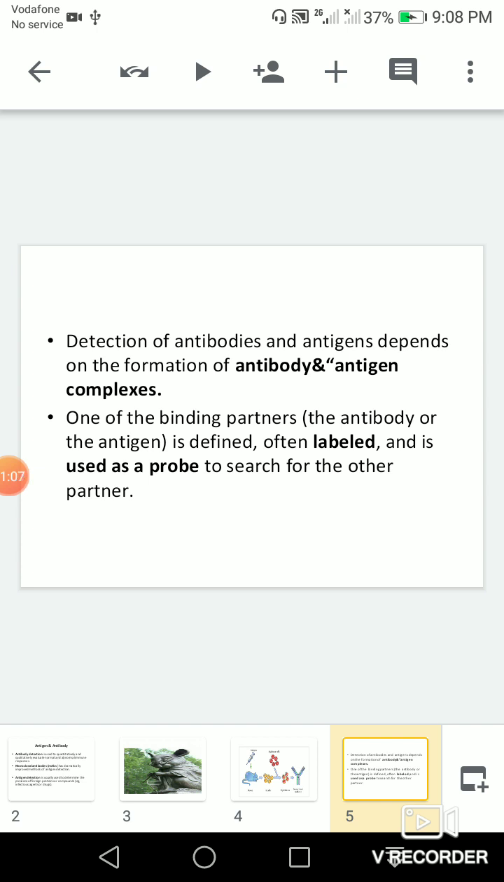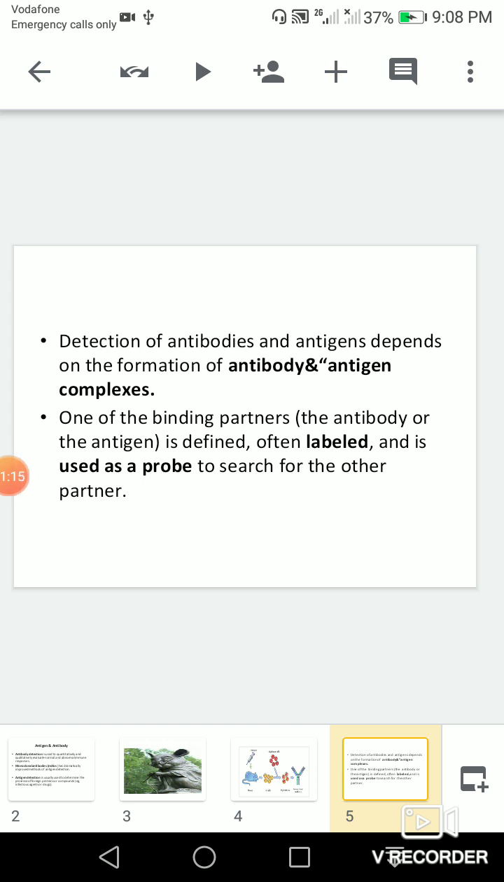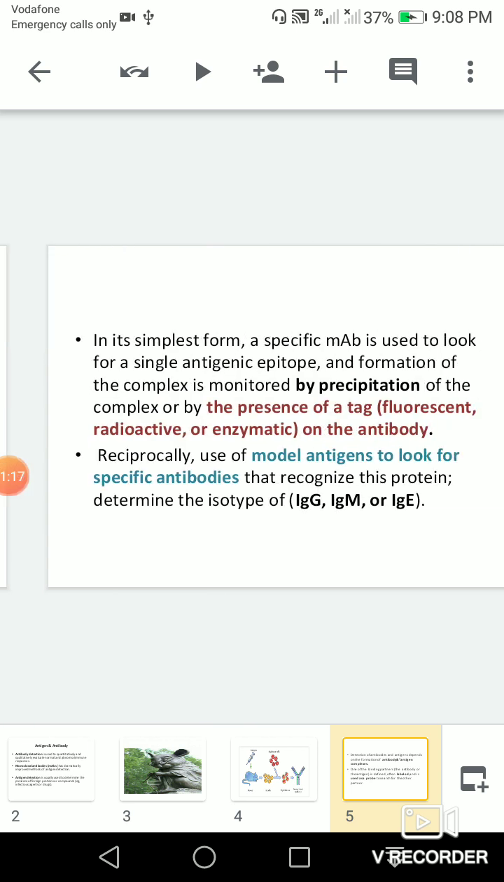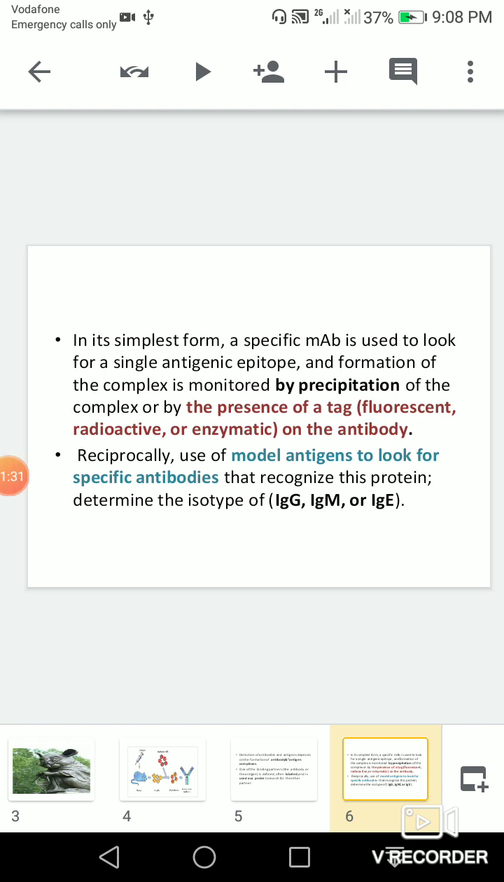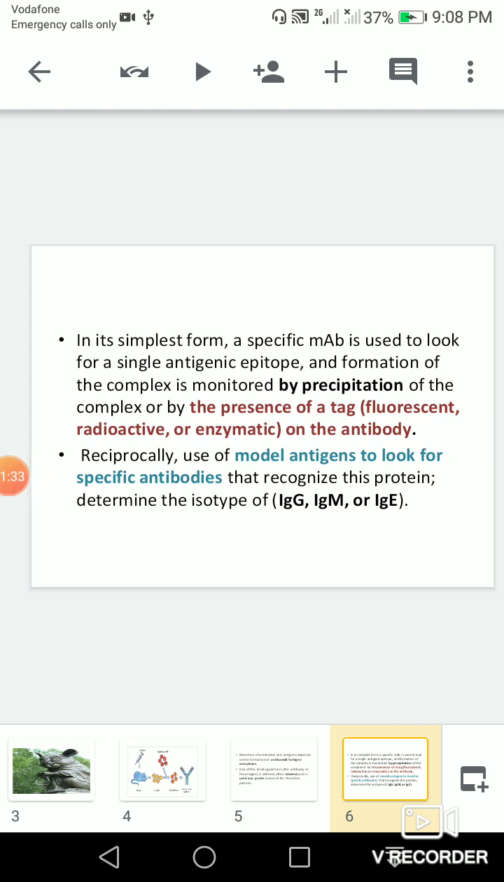One of the binding partners, I mean the antigen or the antibody, is defined, often labeled, and is used as a probe to search for the other partner. In its simplest form, a specific monoclonal antibody is used to look for a single antigenic epitope, and the formation of complexes is monitored by the precipitation of the complex or by the presence of a tag like fluorescent material or radioactive material or enzymatic material on the antibody.